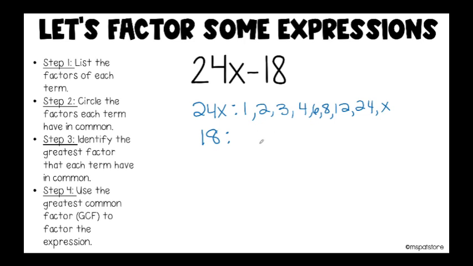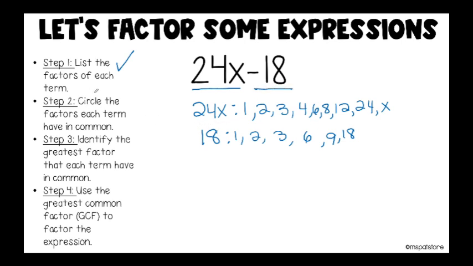Now let's think about those number combinations that you can make in order for you to get 18. So we have 1 times 18. We also have 2 times 9 is 18. Let me think about another set. How about 3 times 6? Yep. So now I'm done with step number 1. I made a list of the factors of each term on this expression.